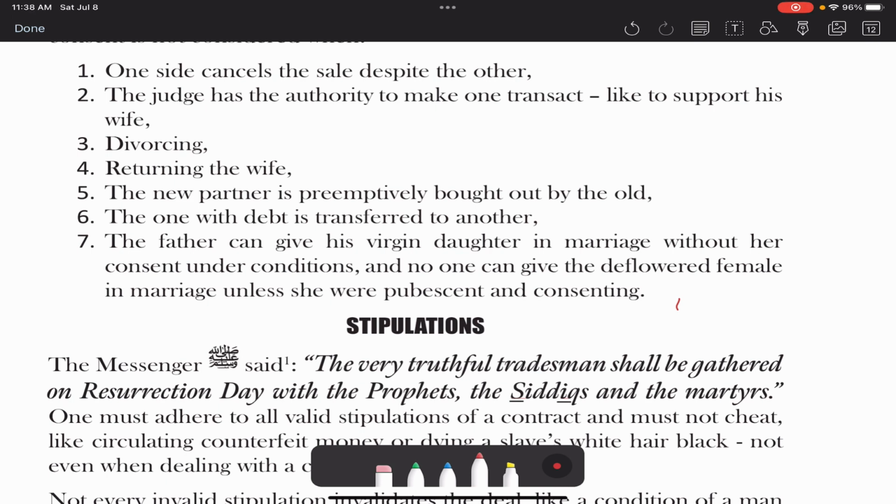Like they're still in the same session. We spoke about that. Or like they did a warranty for 3 days or less, and the person was still within his warranty time, so he cancels. Or like he found a defect in his item, so he took it back and canceled the sale. In these cases, the canceller has the right to do so, even if the other one doesn't want him to.